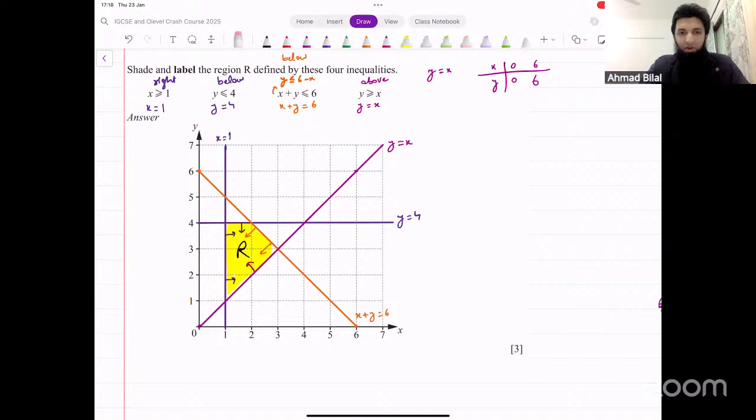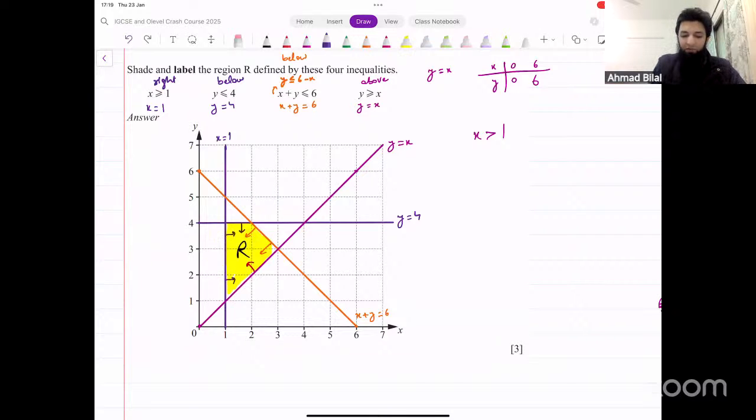Now there's a small variation here. Instead of greater than or equal to, they could say x greater than 1 without the equal to sign. That would mean that you're not going to include the points on that line. So for instance, in this case, it was greater than or equal to. That means you can be on this line x equal to 1 as well. So points on this line also satisfy the condition because there's an equal to sign there as well.